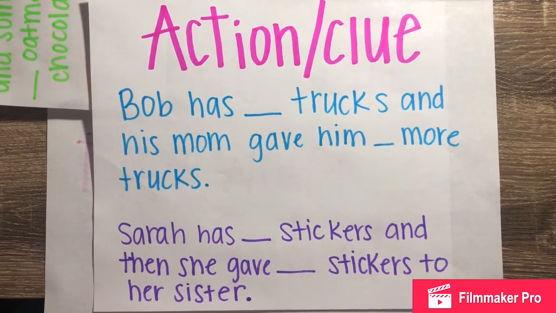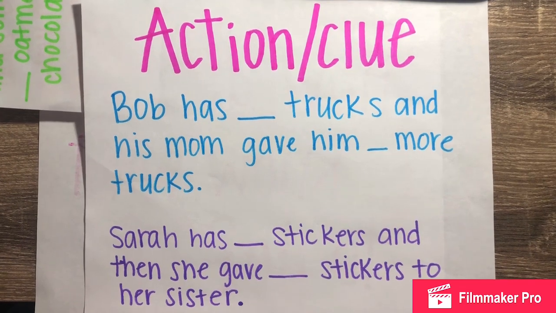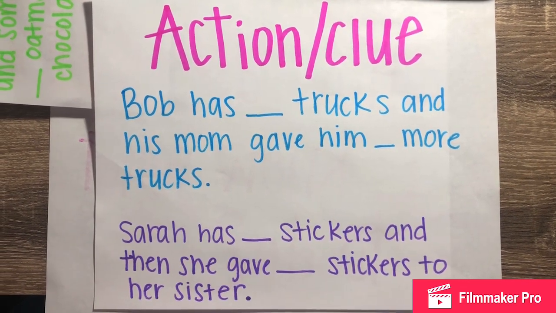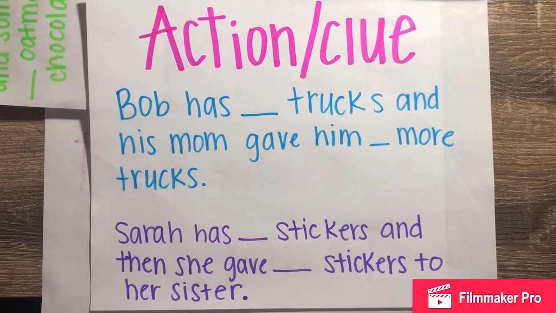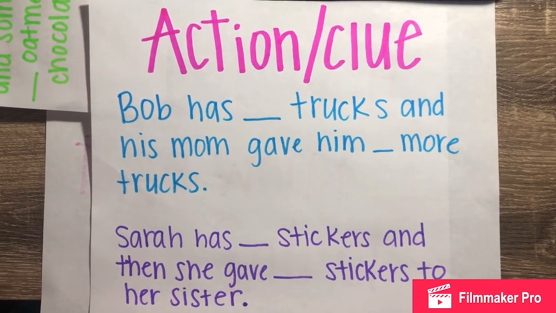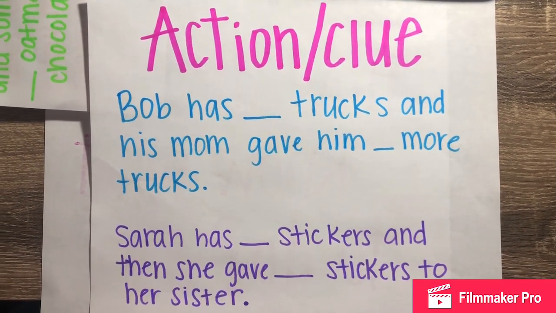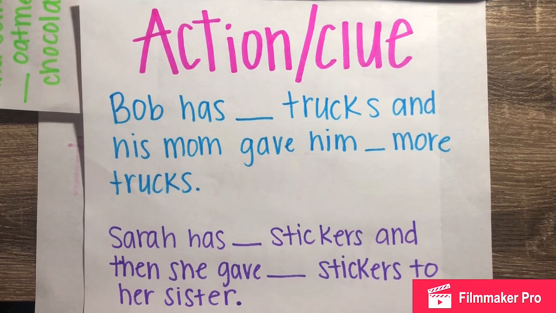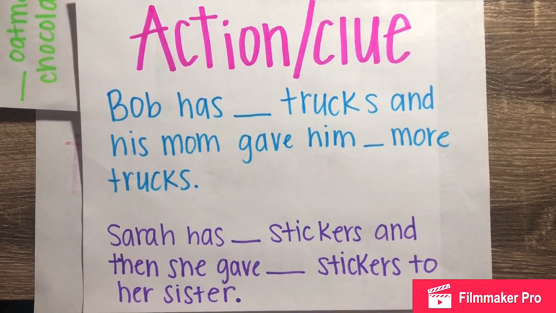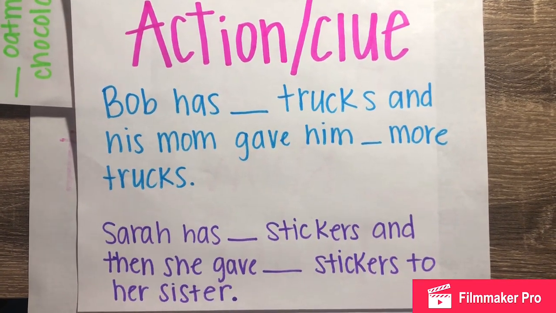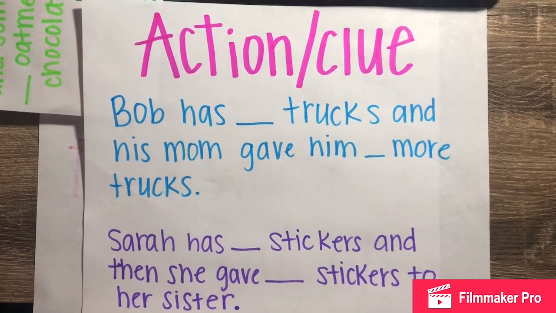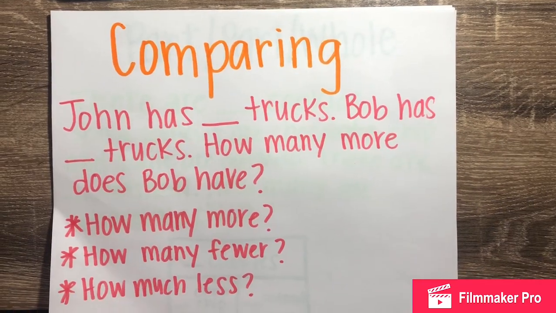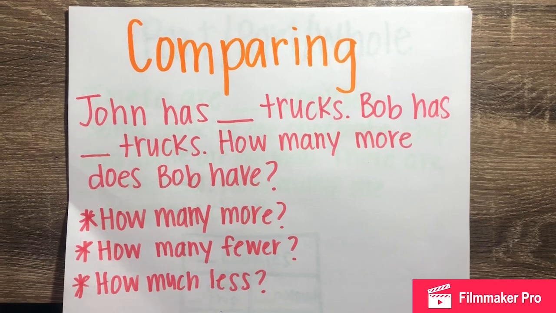With our problems that have actions or clues, these are sometimes the easier problems for us to solve. That's maybe if someone has cookies and they're eating some cookies or they're making more cookies. It's very easy for us to tell if their cookies are being added or if they're having some cookies taken away. Another type of problem are comparing problems.